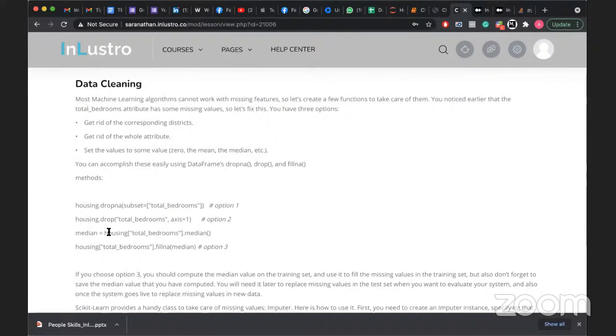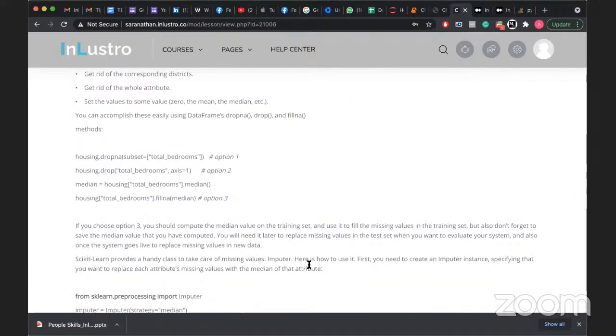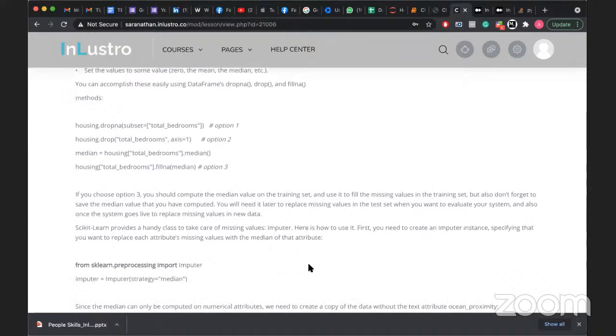So if you choose the third option, which is to compute the median value on the training set and use it to fill the missing values, then also don't forget to save the median value that you have computed. You will later need it to replace missing values in the test set when you want to evaluate the system, and also when the system goes live, to replace missing values in the new data.